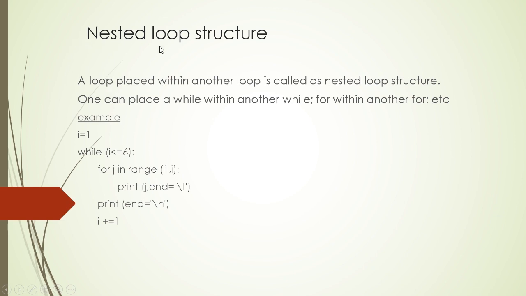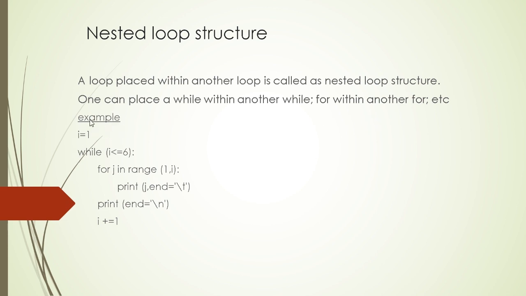So what do we mean by a nested loop structure? A loop placed within another loop is called a nested loop structure. The word nested means one thing included within another thing. Here the loop is included within another loop, so it is called a nested loop structure. We can place a while within another while loop, or a for within another for loop, or a while included in a for, like that.